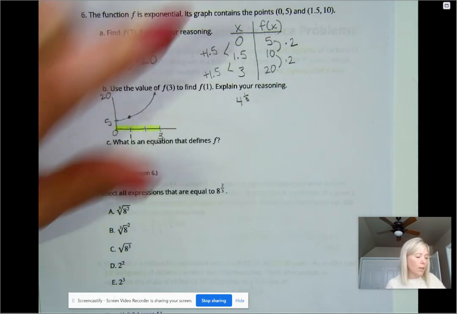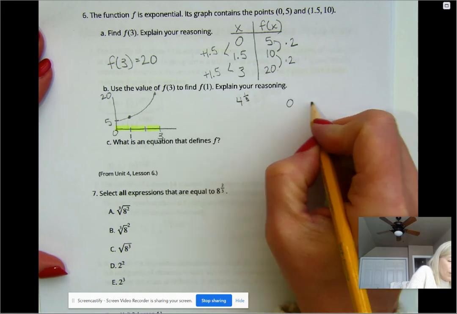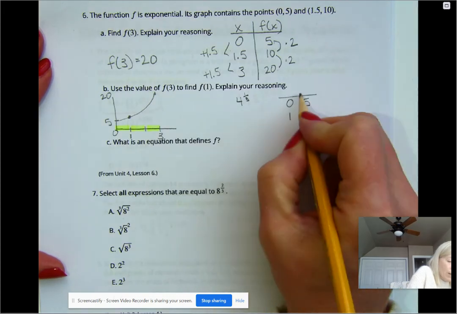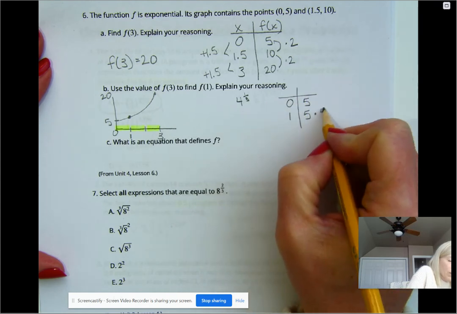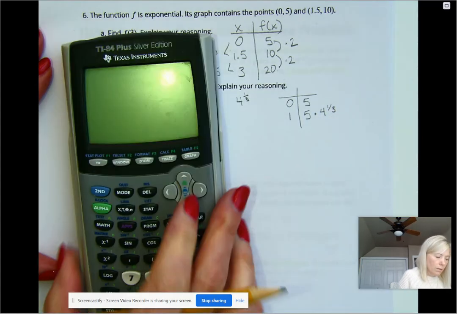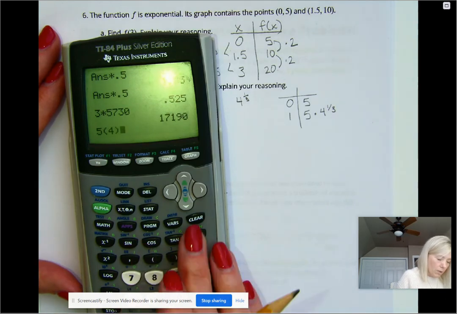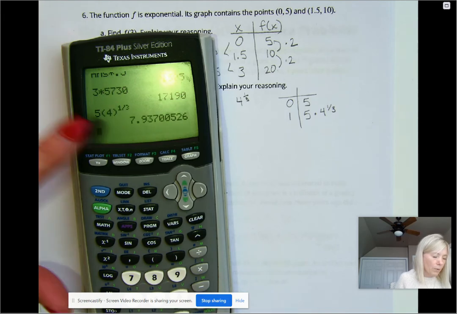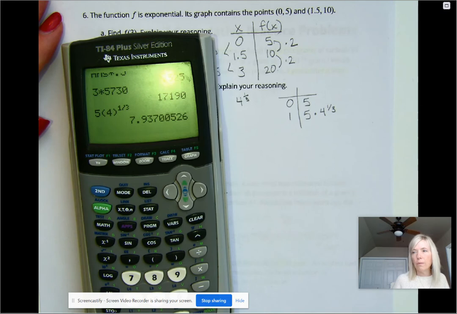So since the value at 0 is 5, the value at 1 is going to be 5 times 4 to the 1/3. And 5 times 4 to the 1/3 is equal to about 7.9. Okay, about 7.9.